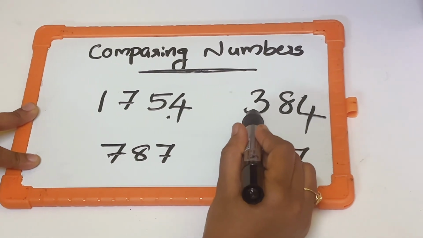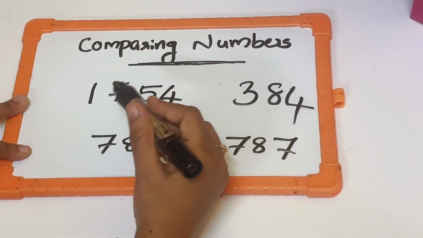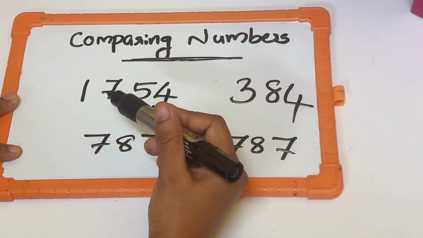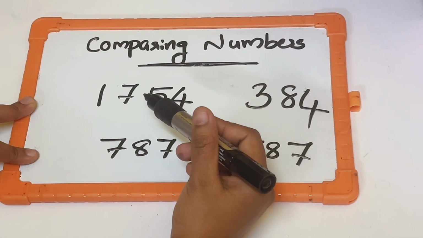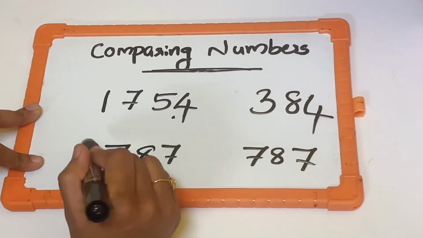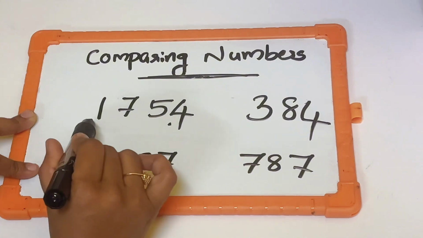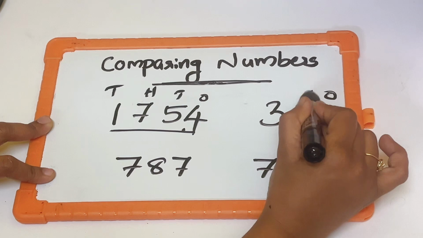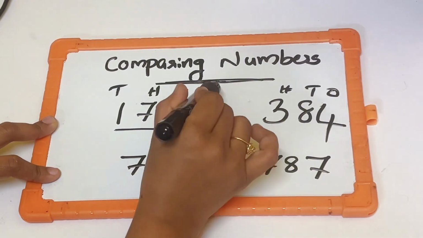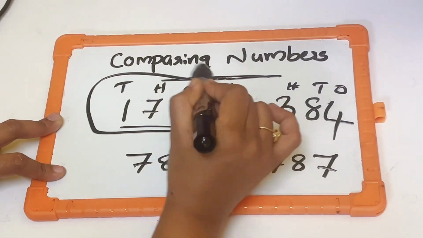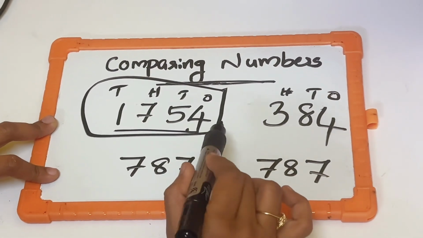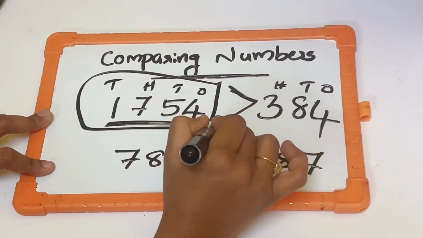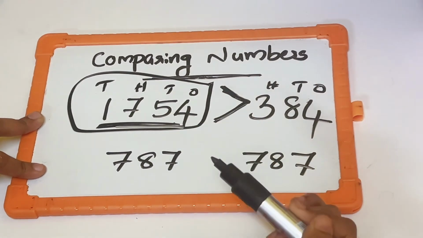1754 and 384. When comparing two multi-digit numbers, the number with more digits is always larger. Which has more digits? Here 1754 has 4 digits: ones, tens, hundreds and thousands. Here it is ones, tens and hundreds only, right? So the number with more digits is always larger. This is the larger number, so here we can use the greater than symbol.